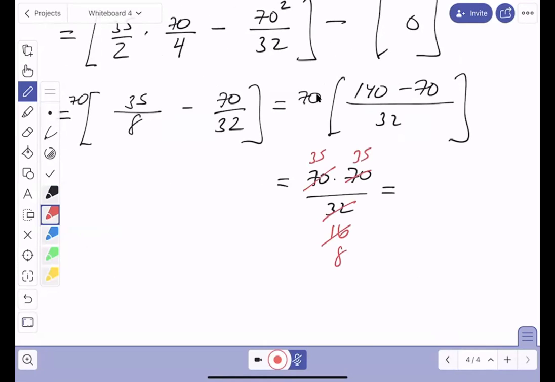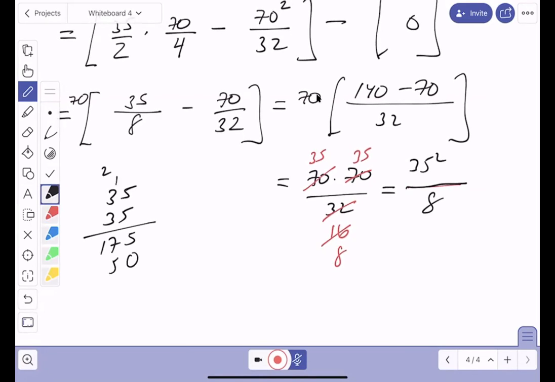So what do you get? 35 squared over 8. I'm going to do the arithmetic though. And some people get very annoyed by arithmetic. And it is annoying sometimes. And I'm just going to do it. 5 times 5 is 25. 5 times 3 is 15, 17. Let's see, 3 times 5 is 15. 3 times 3 is 9, 10, 12, 25.